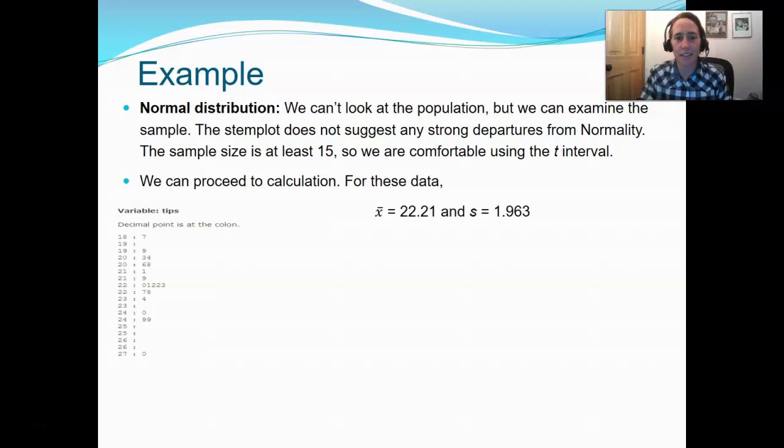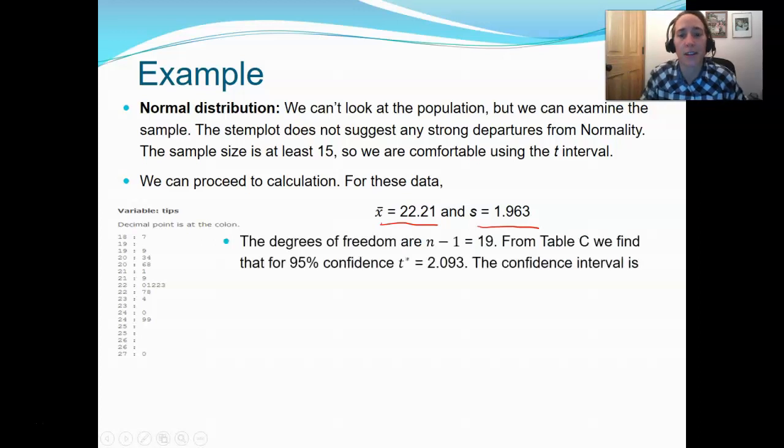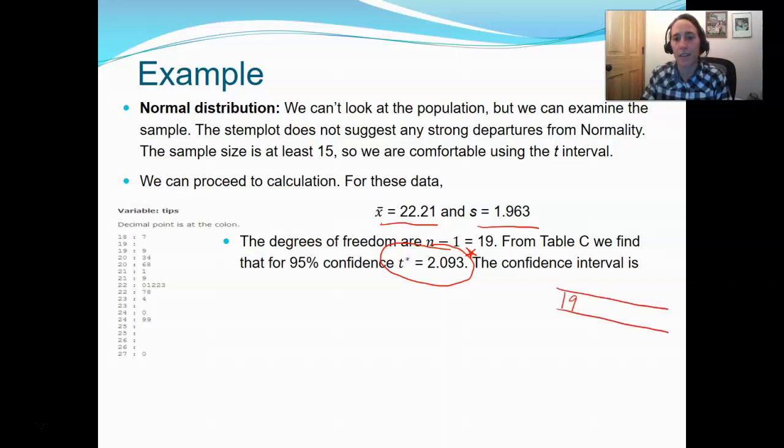Did you all get this 22.21 for your x-bar and your sample standard deviation of 1.963? Hopefully you did. Degrees of freedom are 19. We already calculated that. And that means then if we were to look in table C, t star is 2.093. Did you all get that? Remember, you go down the column to the 19 degrees of freedom, and then you look at your 0.95, and right here where they meet up, you're going to get the 2.093, and then all you have to do is put in the numbers.